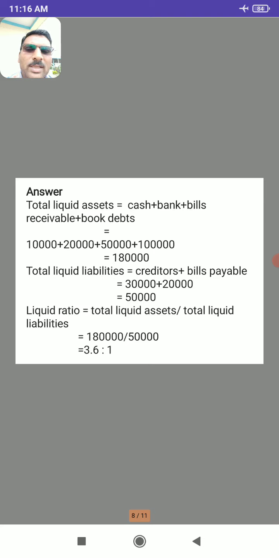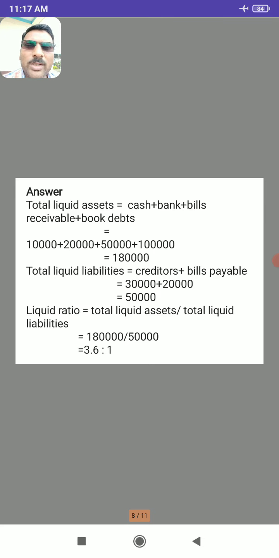Liquid liabilities are creditors and bills payable. Creditors are 30,000 and bills payable are 20,000. So in total we have 50,000 as quick liabilities or liquid liabilities. The liquid ratio or quick ratio can be calculated using the formula quick assets divided by quick liabilities, or liquid assets divided by liquid liabilities. So the total liquid assets are 1,80,000 and the total liquid liabilities are 50,000.